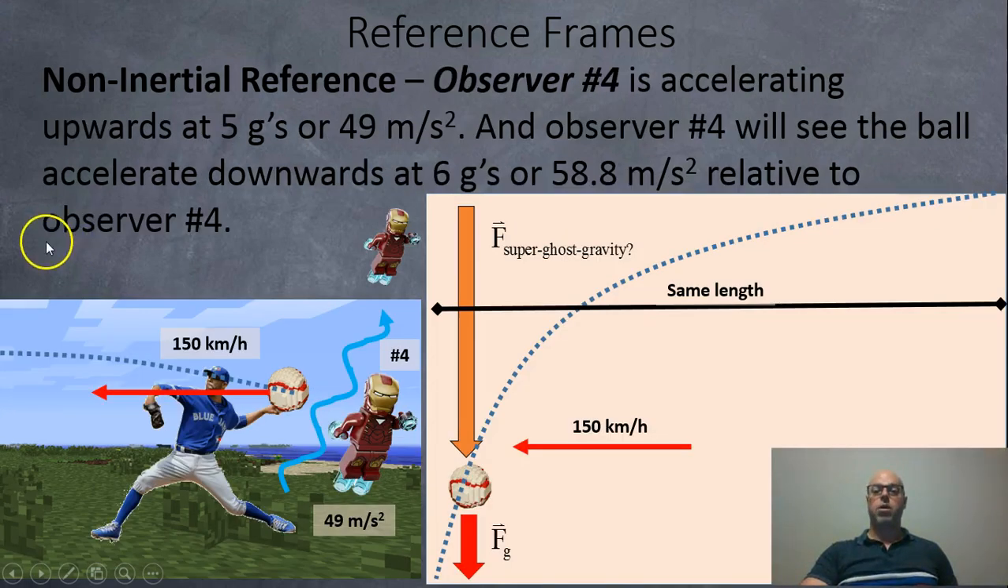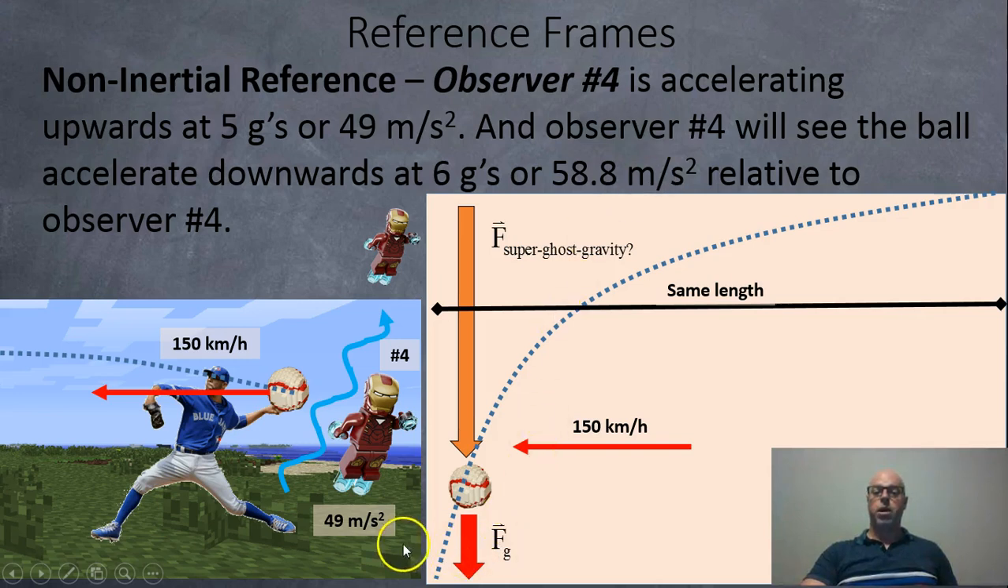Okay. So now, this is the tricky one. How about Iron Man? Iron Man is accelerating up at 5 g's, or 49 meters per second squared, while the ball is accelerating down at 1 g. So altogether, there's a 6 g acceleration between the ball and Iron Man. So that's 58.8 meters per second squared.